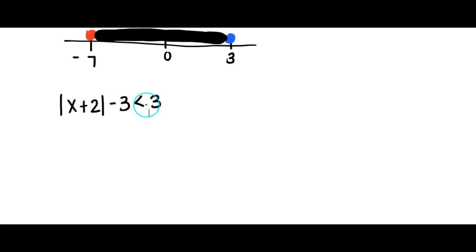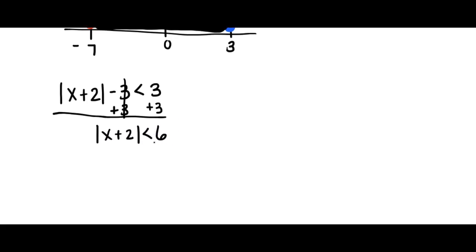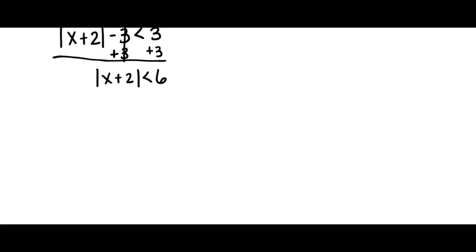So again, we're going to need to get absolute value by itself first. So we're going to add 3 to both sides. These cancel. Absolute value of x plus 2 is less than 6. Okay. Now remember, we're back at that point where we need a positive and a negative.